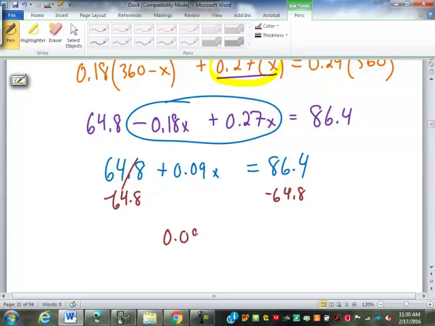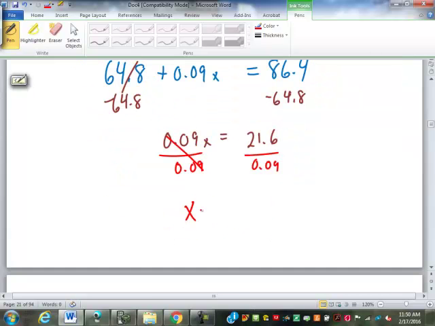So 0.09X equals, what's that going to be, 21.6. And then divide by 0.09. So X equals what? 240?